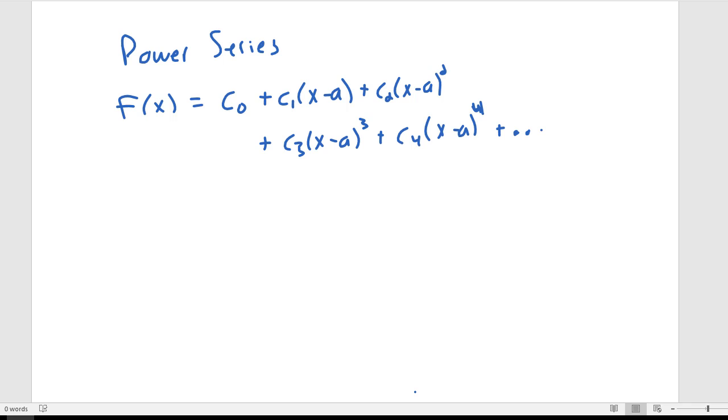Now, technically, if I write that in sigma notation, I have c sub n times x minus a to the n, as n goes from 0 to infinity. So there would be my closed form. All right, so the question here really is, how do I find the coefficients? How do I find c sub 0? How do I find c sub 1? How do I find c sub 2, c3, c4, so on and so forth? Now, the reality is those coefficients are going to actually determine the function that the series represents.